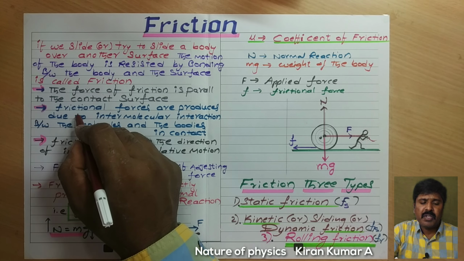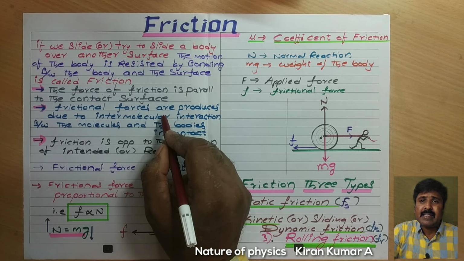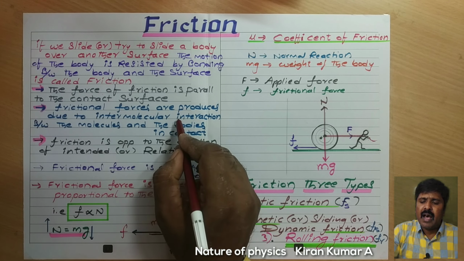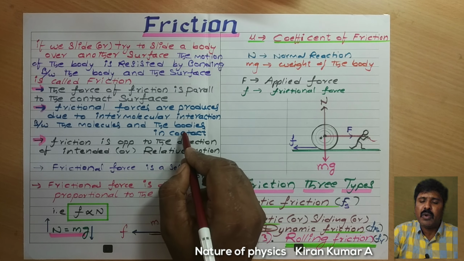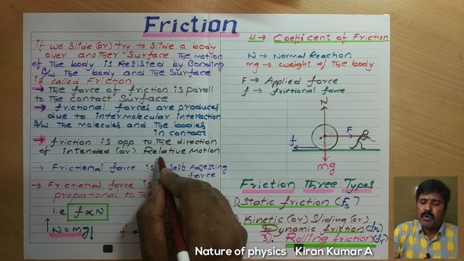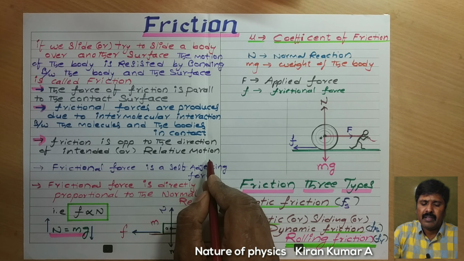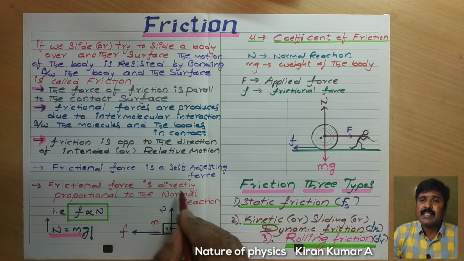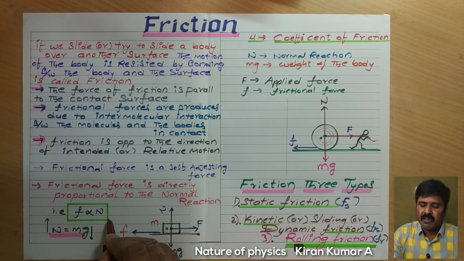Next, the points about friction. Friction is a force parallel to the contact surface, student. It is parallel to the contact surface. Frictional forces are produced due to the intermolecular interaction between the molecules of the bodies in contact. Friction acts in the direction opposite to the intended or relative motion, student. Frictional force is a self-adjusting force, and frictional force is directly proportional to the normal reaction, student.